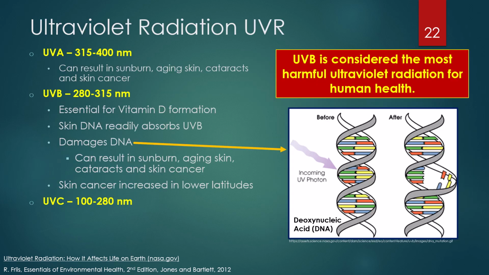Solar ultraviolet radiation, UVR, is subdivided based on wavelength into UVA 315 to 400 nanometers, UVB 280 to 315 nanometers, and UVC 100 to 280 nanometers. A nanometer equals 1/1000th of a meter. UVB plays an essential role in the formation of vitamin D3 in the skin.